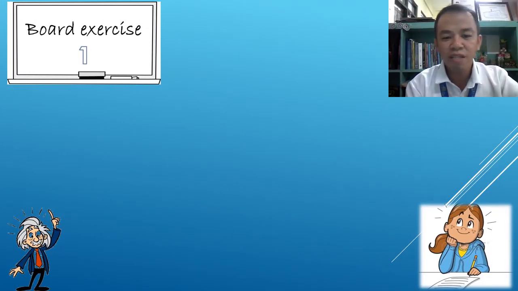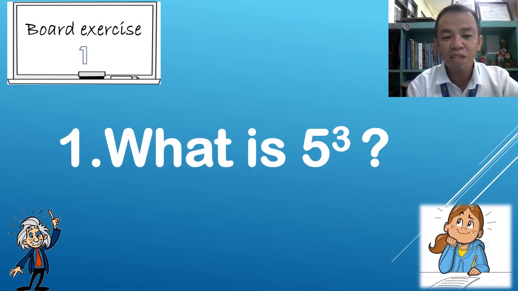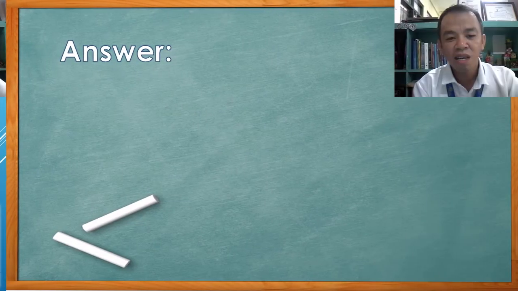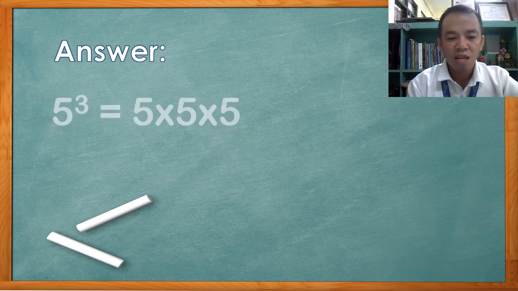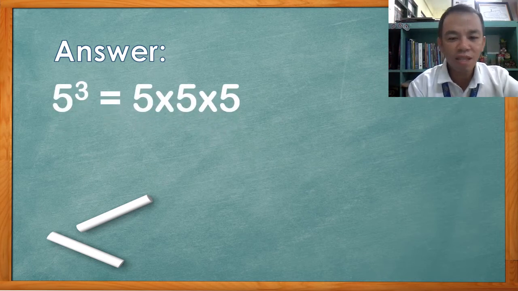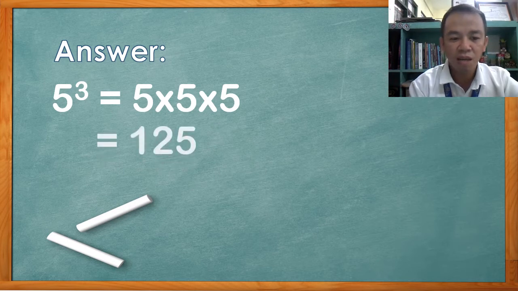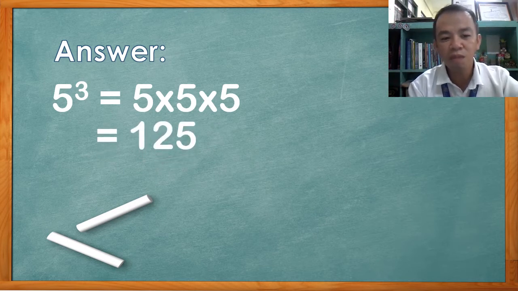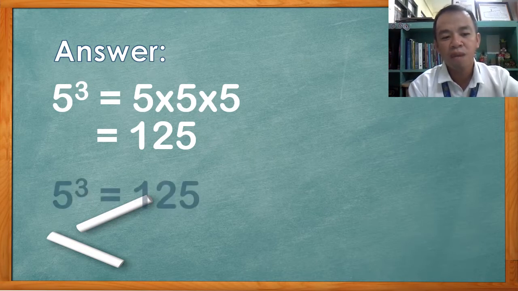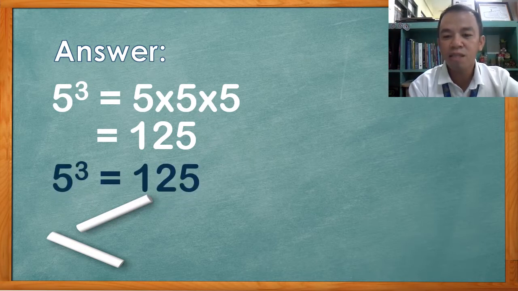In your board exercise number 1, you are asked to find what is 5 cubed. Now, 5 cubed is just equal to 5 times 5 times 5. And when we multiply 5 times 5 times 5, that is equal to 125. Therefore, 5 cubed is equal to 125.